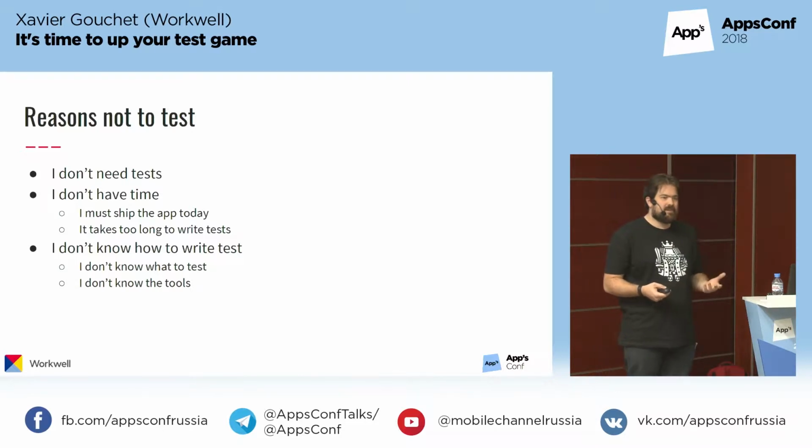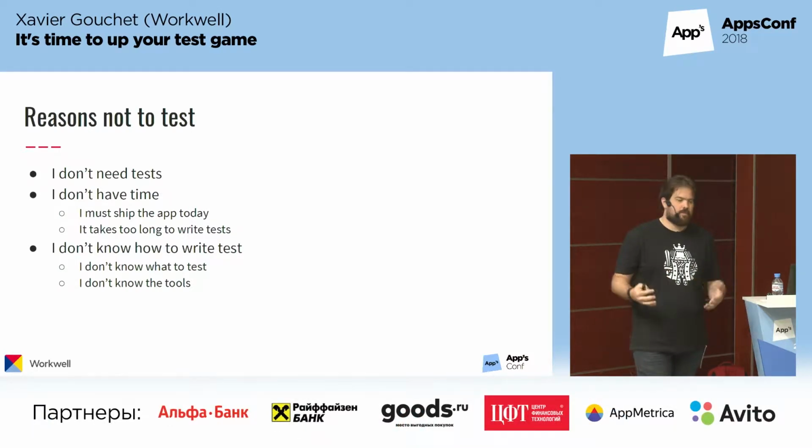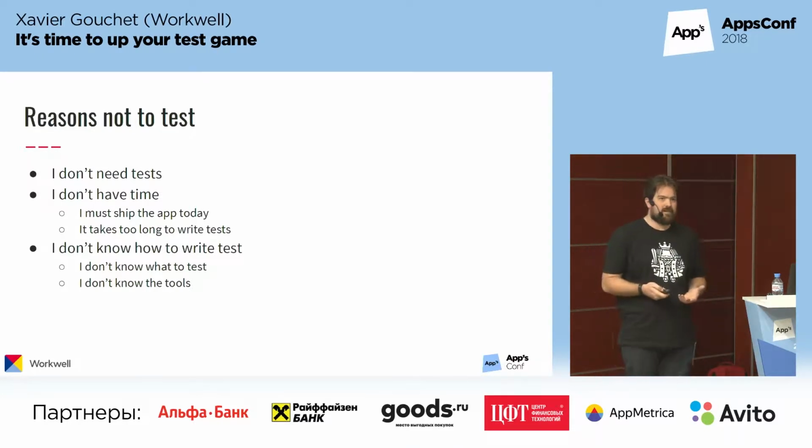For the fourth point, there's nothing really we can do except allocate some time during the sprint planning to say, okay, I'm going to introduce fewer features, but I'm going to take some time to test them. The other point is that the more tests you write, the easier it is to write them, and the faster it is to write them. The last point is I don't know how to write tests. And well, if you don't know what to test, you're in the right room.